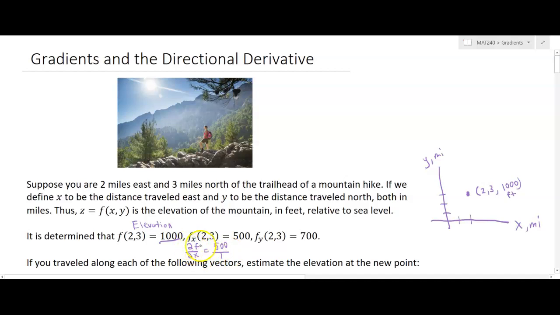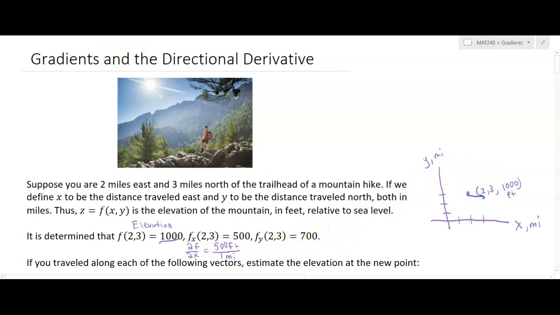When we think about what this means, we need look no further than to analyze what f measures. Well, f measures the elevation in feet, and the denominator, which measures the distance traveled east, is in miles. So we can interpret this as: if we were to travel one additional mile east from where we currently are, we would expect to see an elevation increase of 500 feet. We would no longer be at 1,000 feet, but at 1,500 feet.